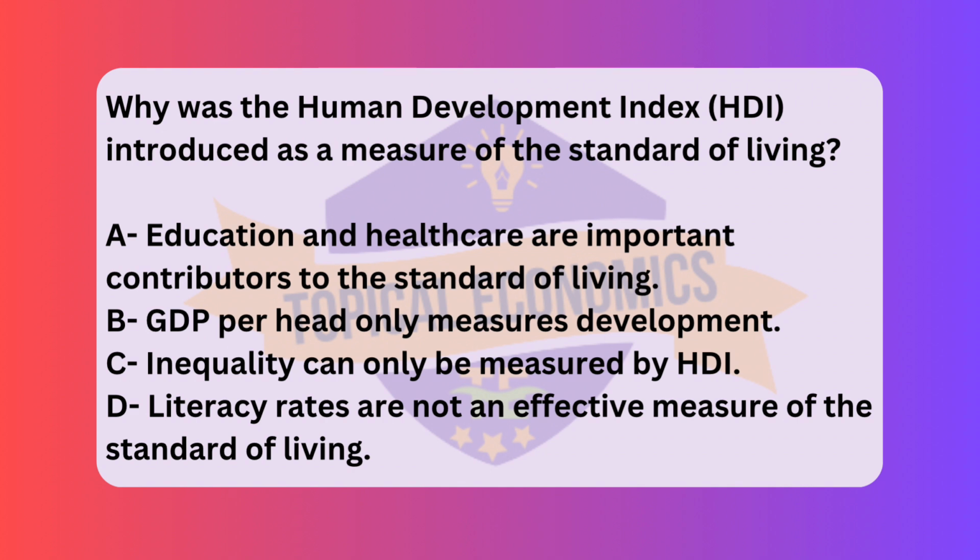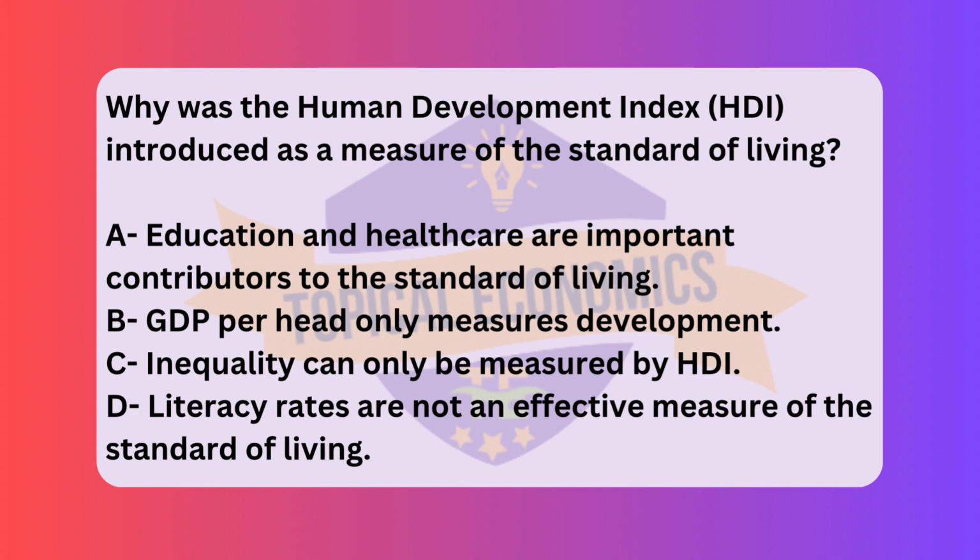Analyzing the other options. Option B, GDP per head only measures development, is incorrect. While GDP per capita is an important measure of economic output, it does not fully measure development. GDP per capita reflects income levels, but it does not take into account other important factors like health and education, which are essential to understanding living standards. HDI was introduced to address these limitations by incorporating health and education alongside income.